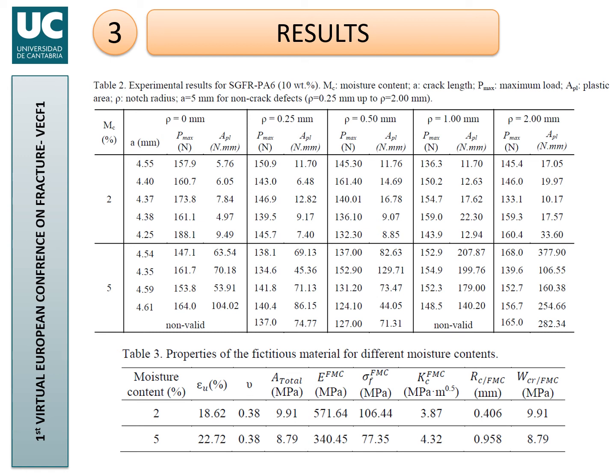What we show here on the first table is the experimental results in terms of load-bearing capacity of the different specimens and the different areas below the curves. And on the lower table, you see the different fictitious material properties that have been obtained from the reasoning explained in some slides ago.